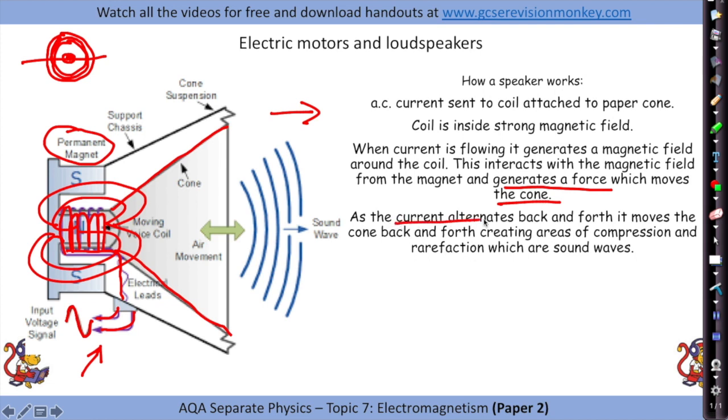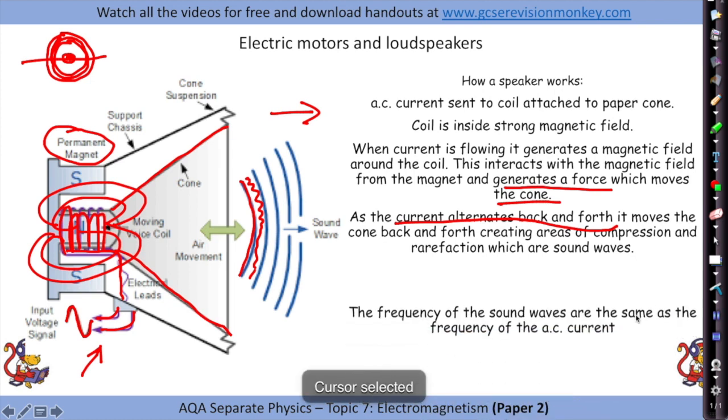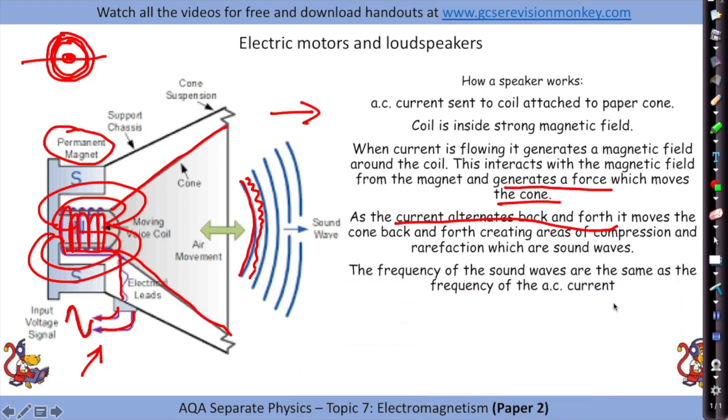Now as the current alternates back and forth, it moves the cone back and forth and creates areas of compression, probably these bits, and areas of rarefaction, maybe these bits, which are sound waves. So air particles being squished up and spread out. Now the frequency of the sound waves is the same as the frequency of the AC current.